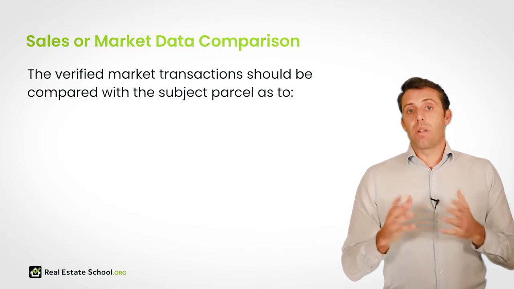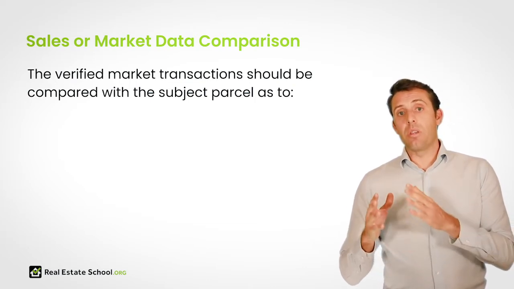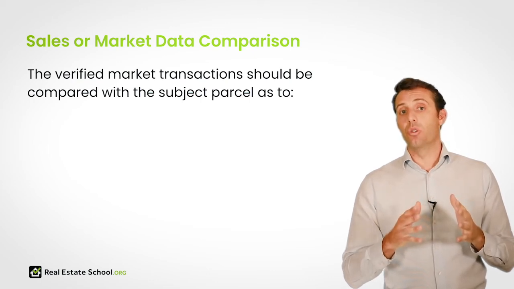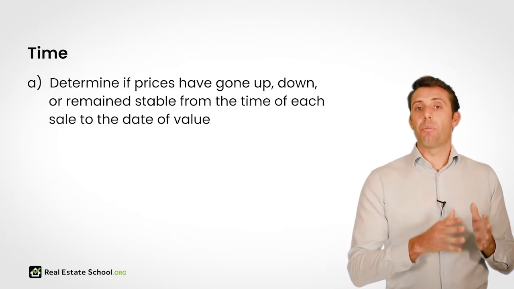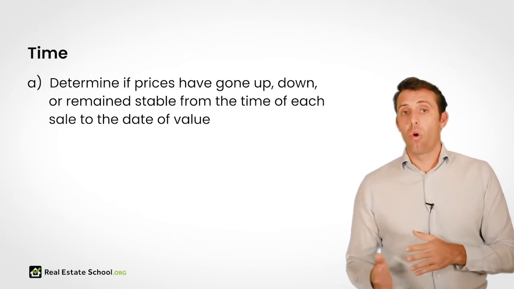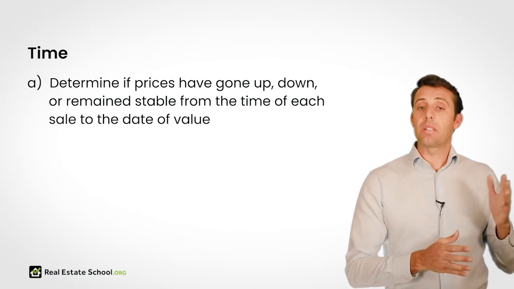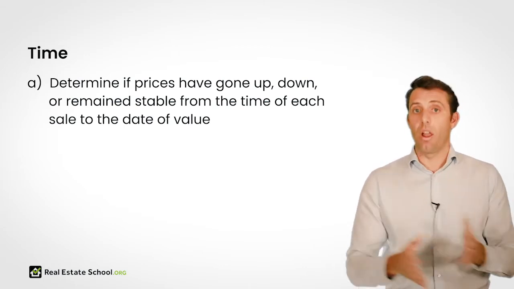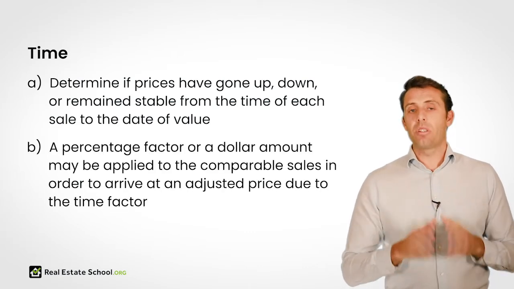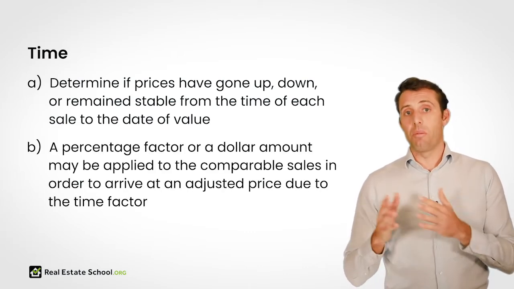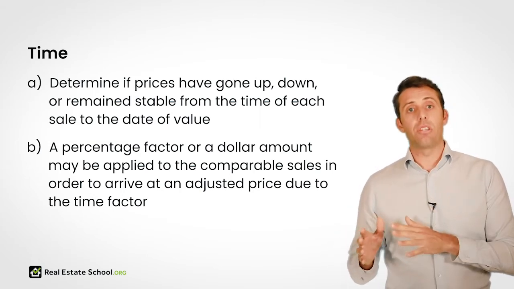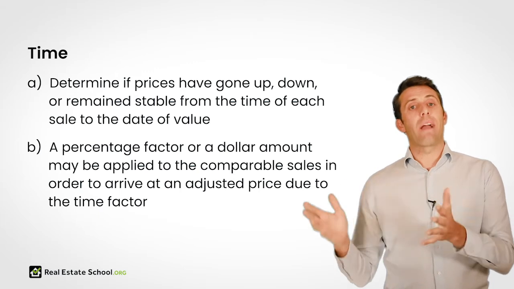The verified market transactions are then going to be compared with the subject parcel. One of the things compared is time, because they need to determine if prices have gone up, down, or remained stable from the date of each sale, and if it's gone up, they need to adjust. A percentage factor or a dollar amount can be applied to the comparable sales in order to arrive at the adjusted price due to this time factor.